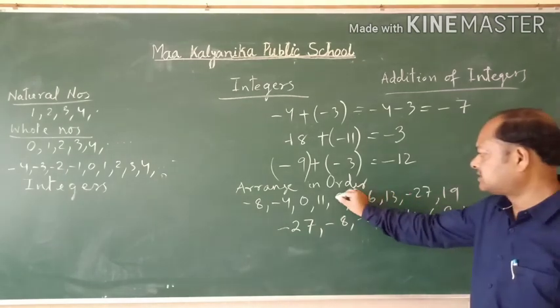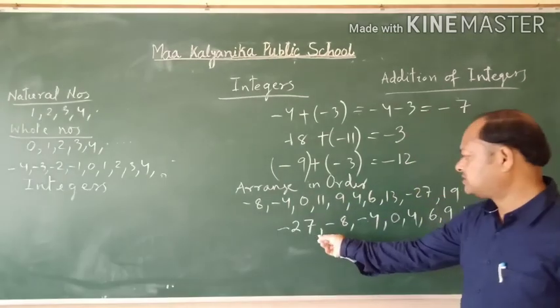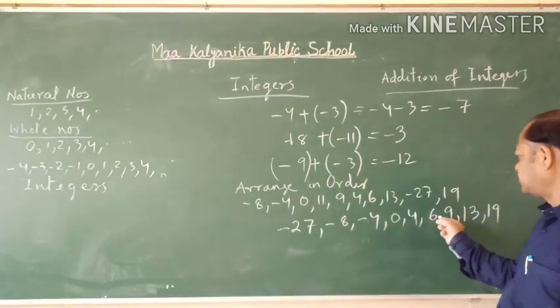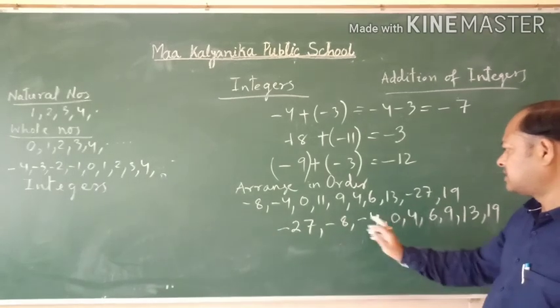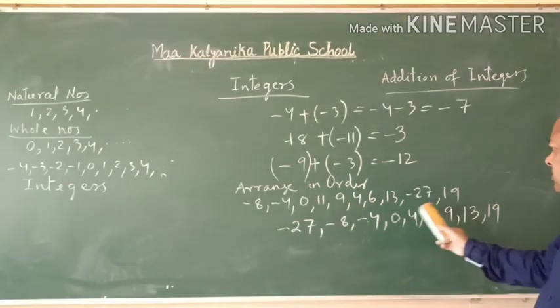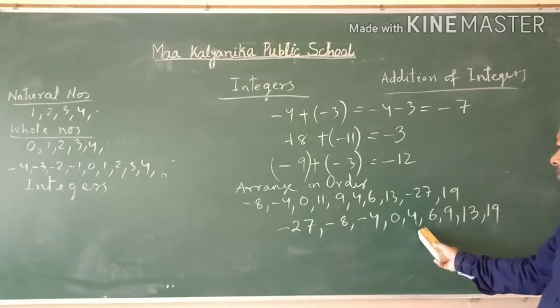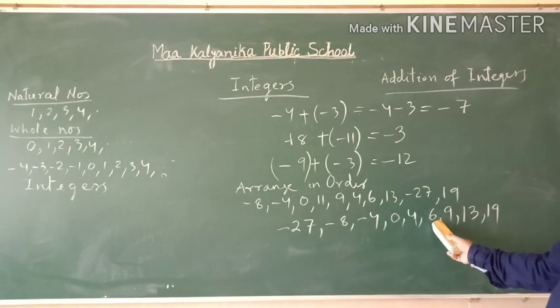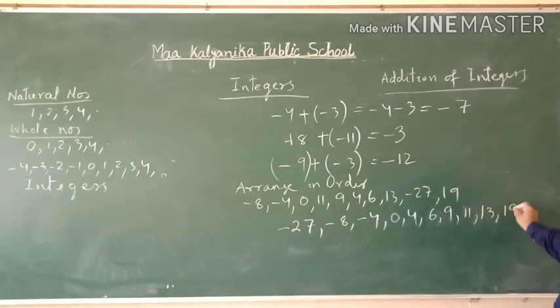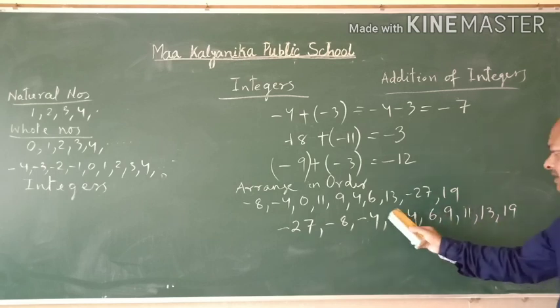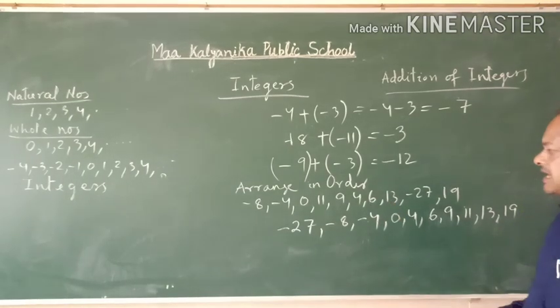Let's count: 1, 2, 3, 4, 5, 6, 7, 8, 9, 10. Here also we check: 1, 2, 3, 4, 5, 6, 7, 8, 9. One more number is missing again. Which number is there? Minus 3, the negative numbers. Okay, 0 is there. Then positive numbers start from 4, writing 4, then 6, then 9, then 11 I am missing now, so write 11, 13, and 19. Now it is completed. 1, 2, 3, 4, 5, 6, 7, 8, 9, 10. Okay, this is the ascending order.